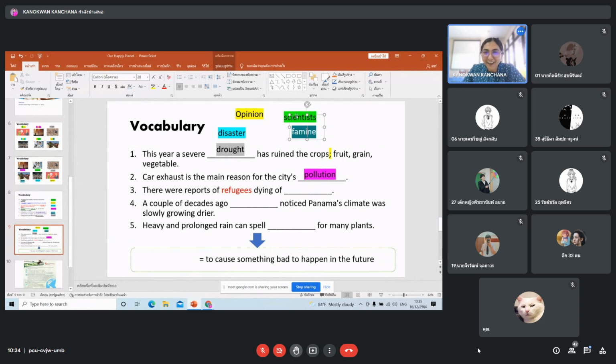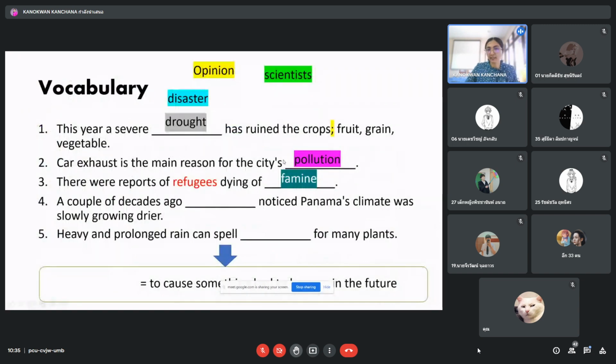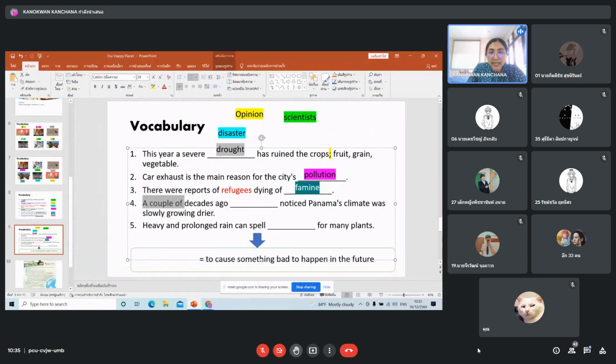And okay, I heard one of the students mention famine. Great, that's great. This year, a severe drought has ruined the crops, fruit, grain, vegetable. Car exhaust is the main reason for the city's pollution. Not city's opinion. I dragged the wrong one. And there were reports of refugees dying of famine.